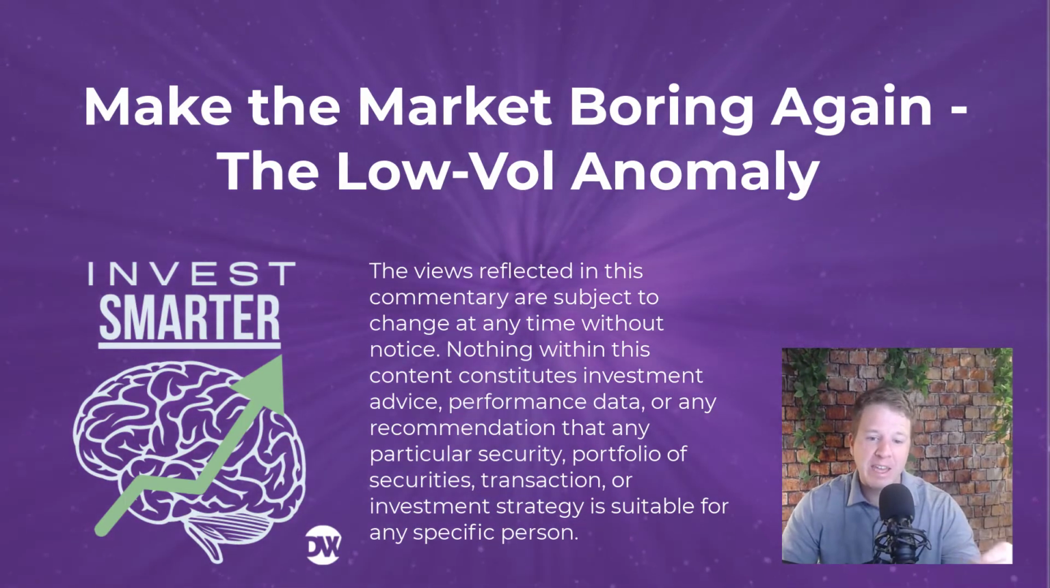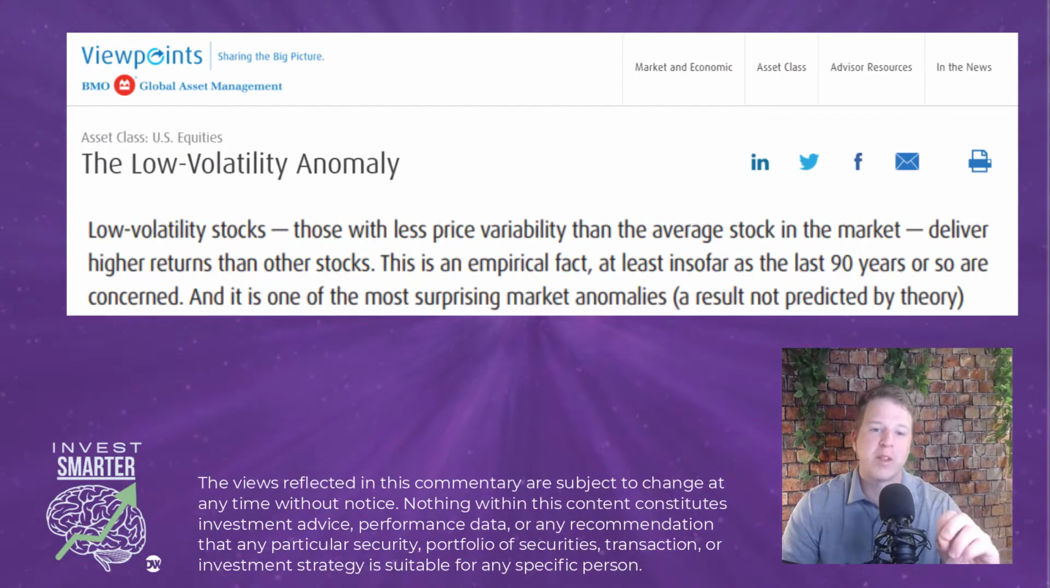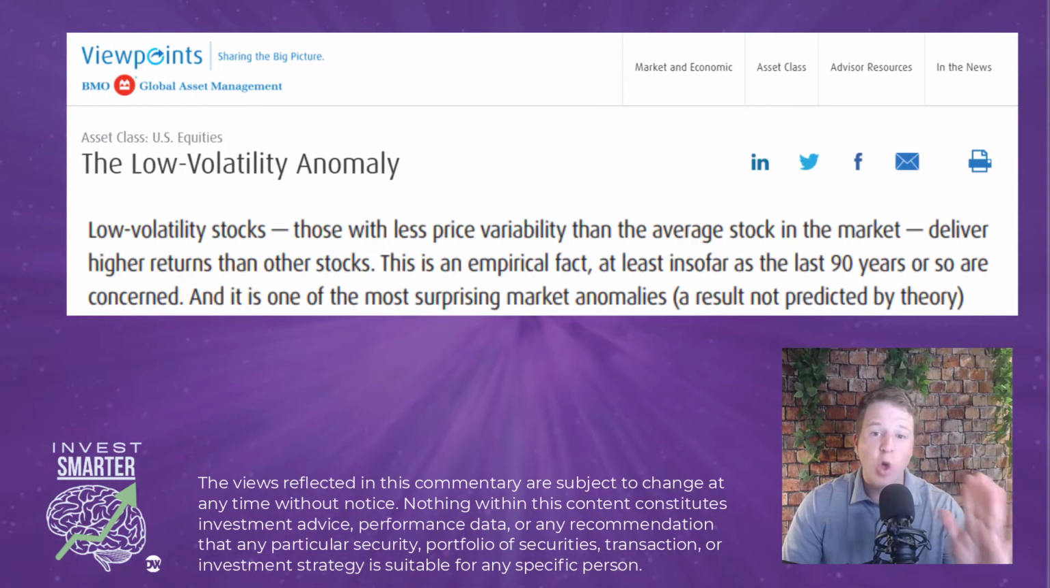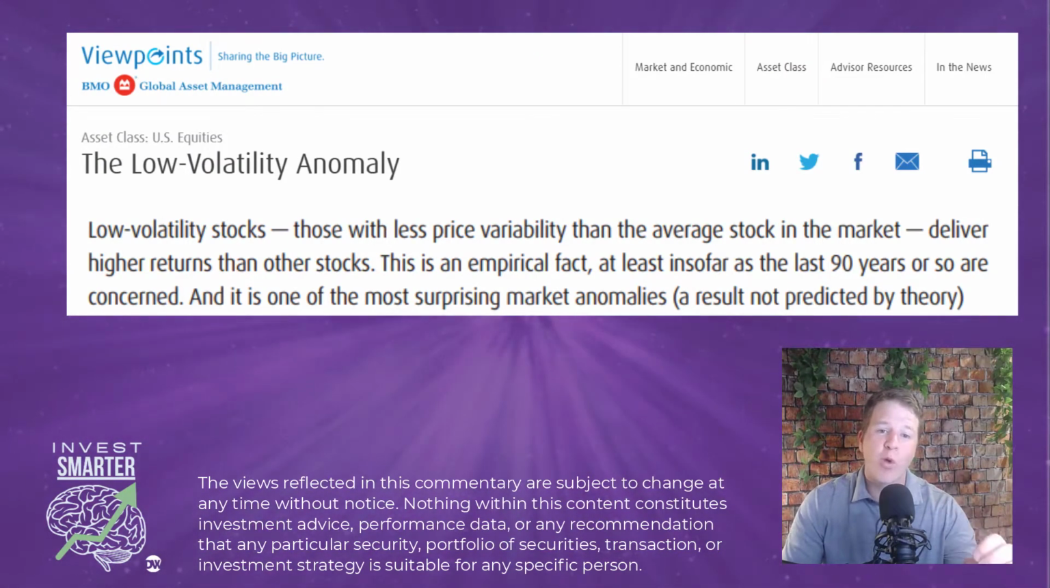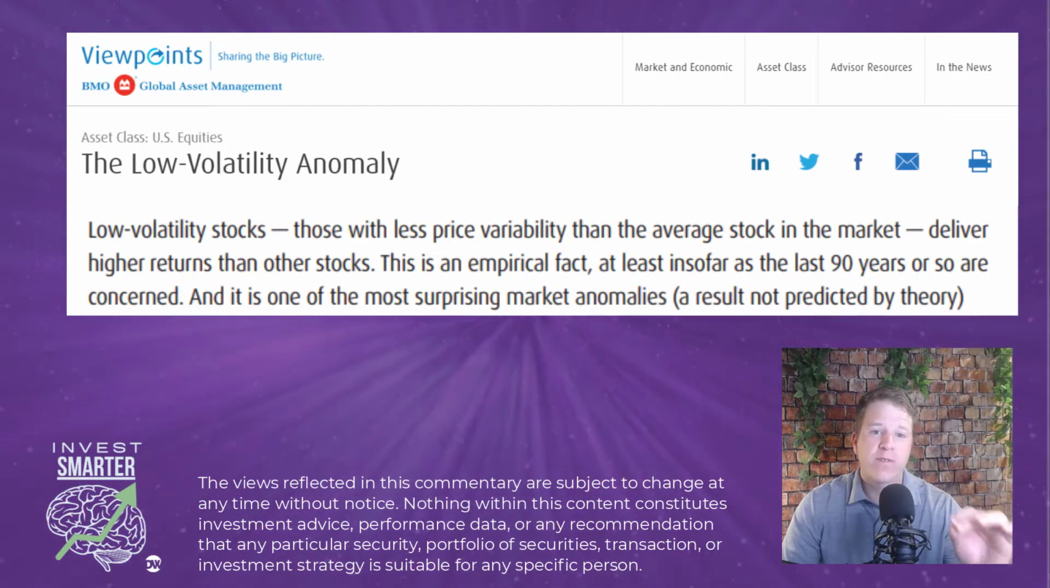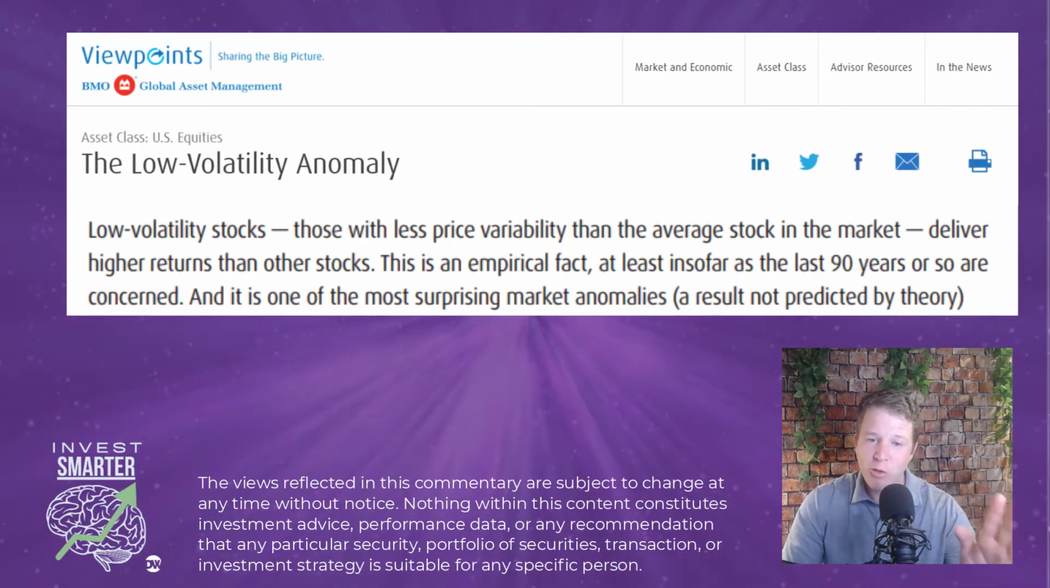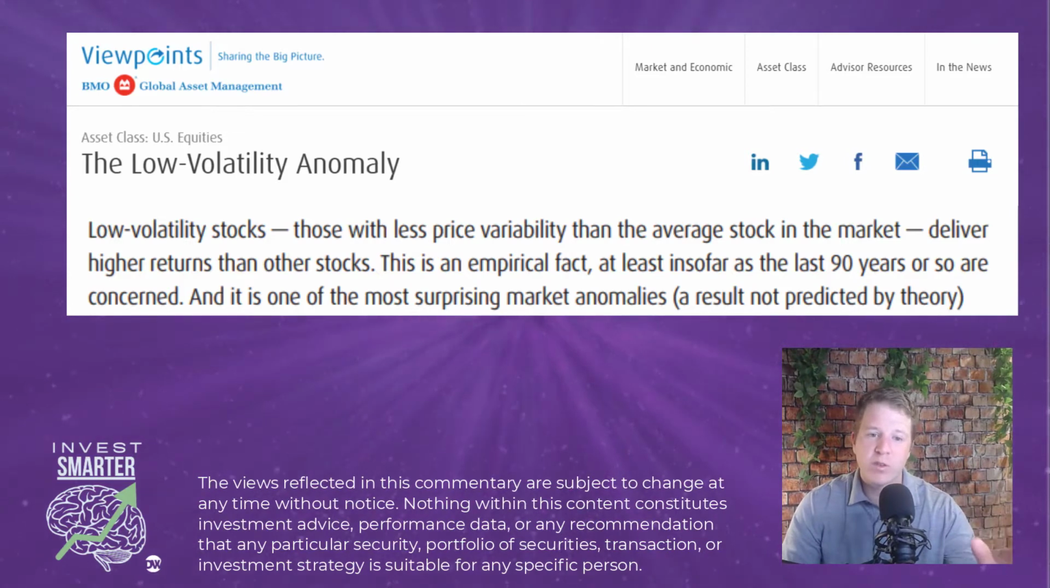So there is this thing called the low volatility anomaly. And what it means is that a portfolio of low volatility stocks will outperform the market. More returns for less risk. And this is literally a thing that's been going on for years and years and years.